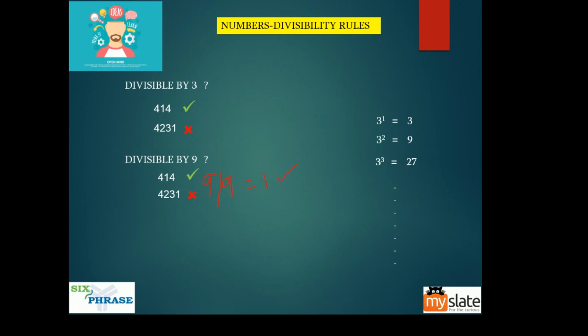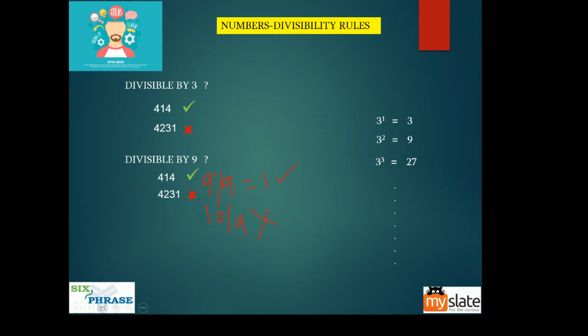Add all this. 4 plus 2 is 6. 6 plus 3 is 9. 9 plus 1 is 10. Now 10 divided by 9, what do you get? You are not able to divide it. So that is the reason why this number is not divisible by 9.